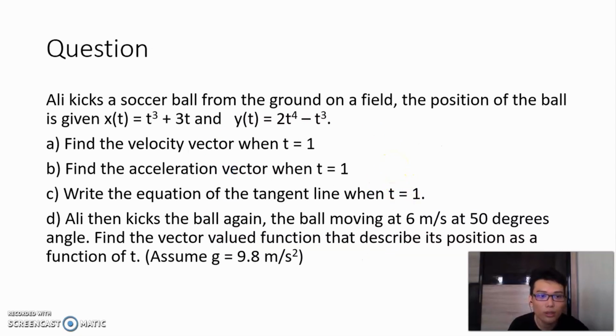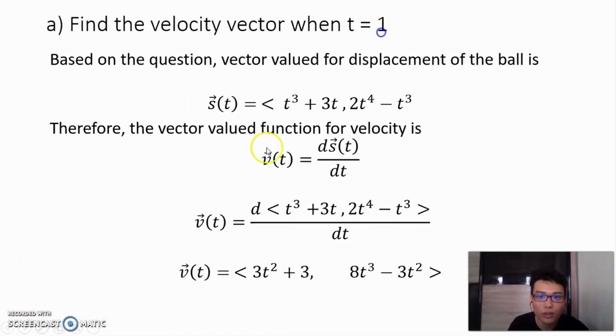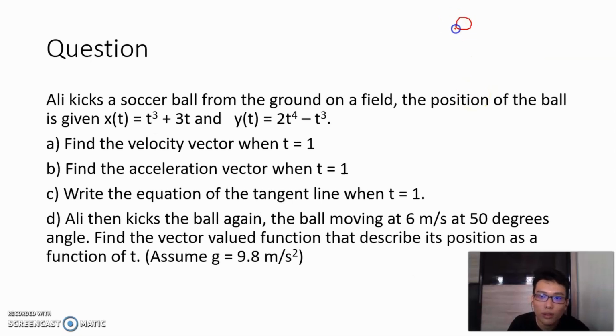Let's look at the question. The question is, how do you kick a soccer ball from the ground on a field? So let me draw this. Adi, you're kicking a ball along a curve, something like this. Along the curve, the position x will use this equation, and y will use this equation. So these two are displacement, s, with this x and y.